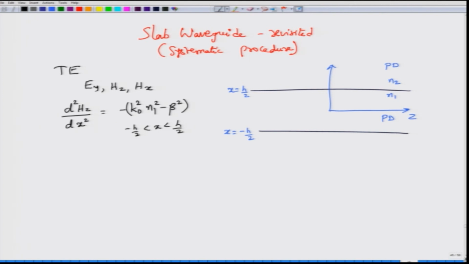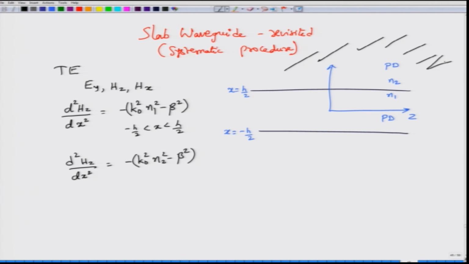Now, this is the difference that you are going to get. In the previous parallel plate waveguide, we had only one equation which was valid inside the slab, and outside Hz was assumed to be 0, far away from the interface, but now I can't do that. I have to assume d square Hz by dx square equals minus k0 square n2 square minus beta square, because the outside medium is a perfect dielectric of refractive index n2. This is the case when x is greater than h by 2 as well as when x is less than minus h by 2.